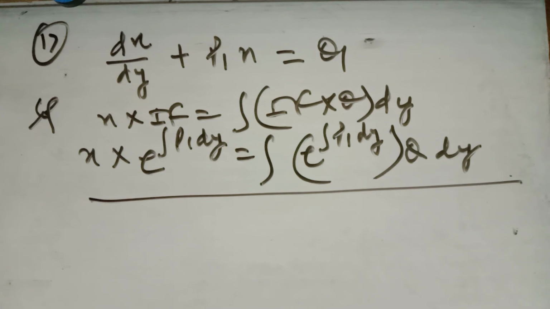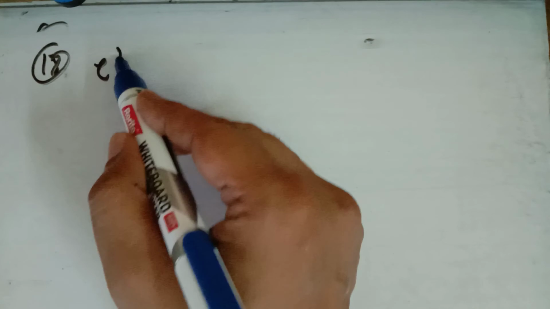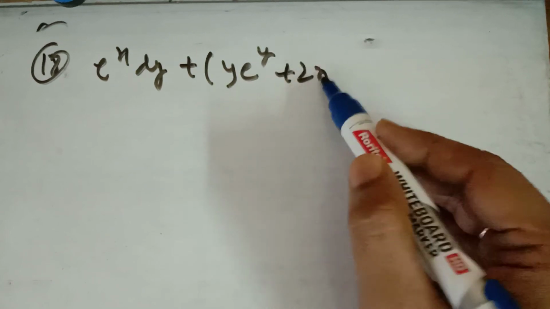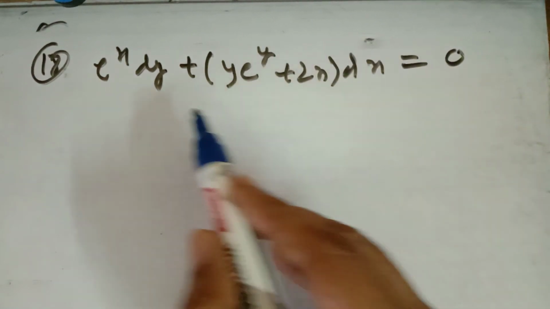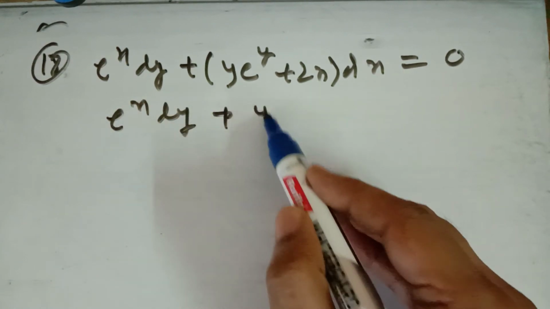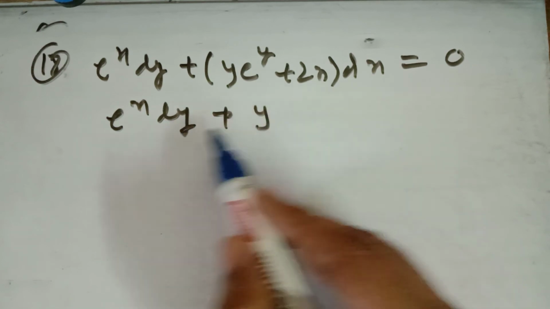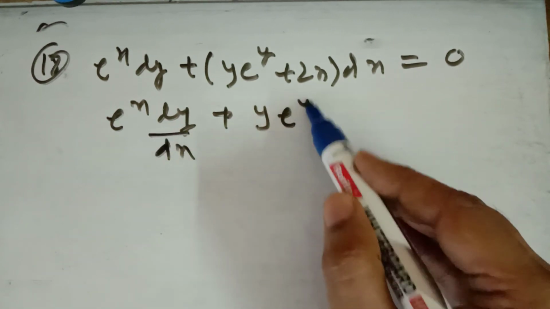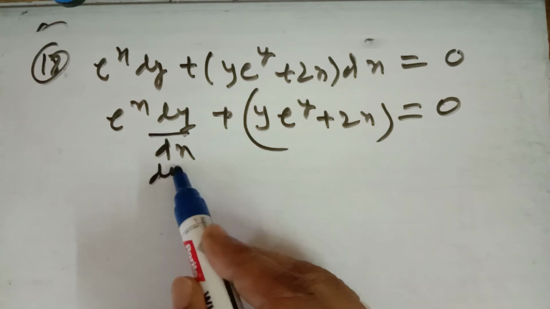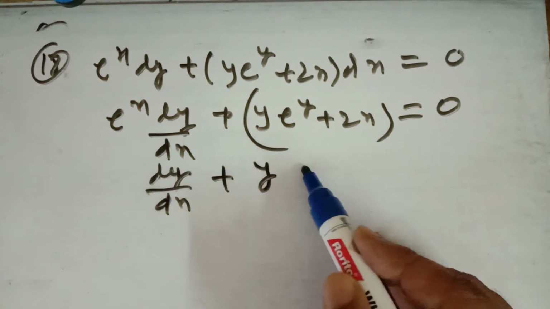Now in question number 18, you have to find the general solution of this differential equation. So you have to check which type of differential equation this is. If you see it carefully, it is e to the power x dy plus y e to the power y plus 2x dx equal to 0. You can divide the whole equation by dx, and then divide the whole equation by e to the power y.